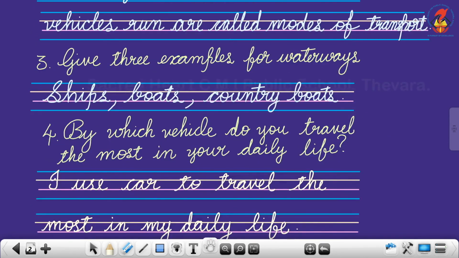And the third one is, give 3 examples for waterways. Which are the 3 vehicles that we use in waterways? They are ships, boats and country boats. Country boats are also called as vanchi. Okay. Moving to the next one. By which vehicle do you travel the most in your daily life?